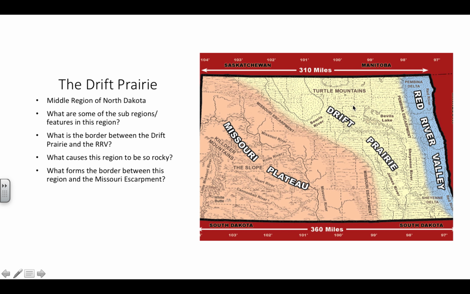You can see here in the Drift Prairie, you have Devil's Lake. Devil's Lake is the largest natural lake in North Dakota. Maybe some of you aspiring fishermen have already been to Devil's Lake, but by far in the upper Midwest, Devil's Lake is one of our best fishing lakes.